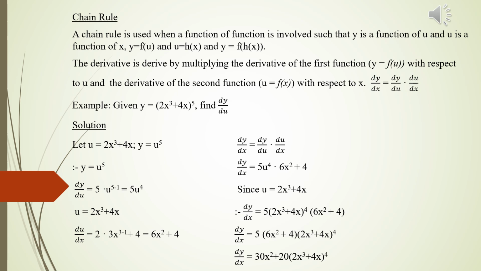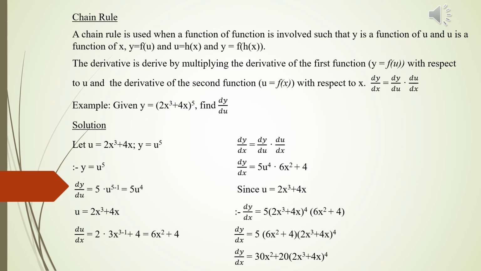Since u equals 2x^3 + 4x, du/dx equals, we are applying some rule here, 2 multiplied by 3x raised to the power 3 minus 1 plus 4, which equals 6x^2 + 4. Now we are applying the chain rule. Chain rule, dy/dx equals dy/du multiplied by du/dx. So dy/dx equals 5u^4 multiplied by 6x^2 + 4.